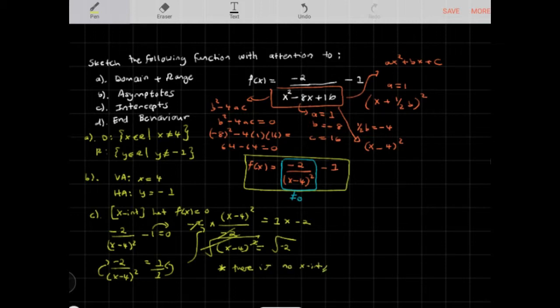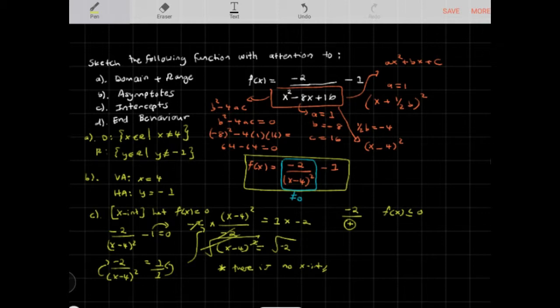Right? So there is no x-intercept. And basically what that's telling us is that the denominator here is only positive, so you can notice that this value will always be positive. Because this is always negative, negative divided by positive is negative. Negative minus 1, this value will always be negative. So this tells us that f of x will always be less than or equal to 0.